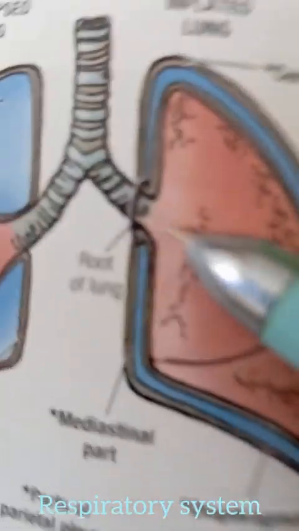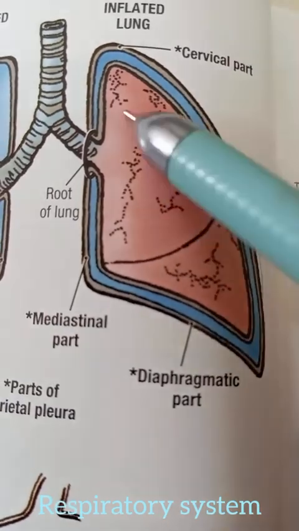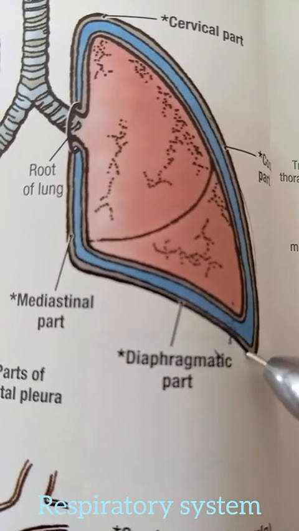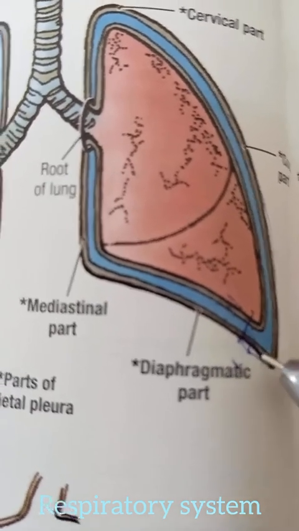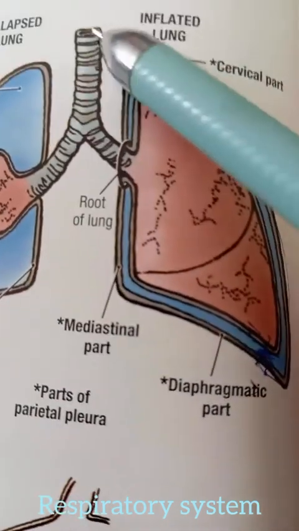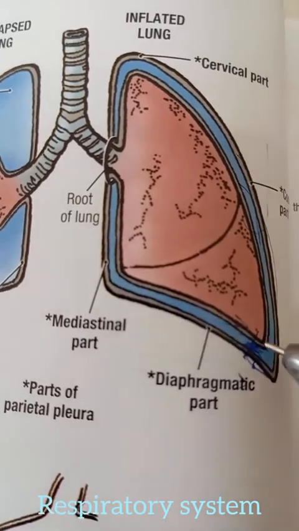This is a membranous sac which covers the lung. On this side you can see the cut section of the lung plus the pleura. You can see in the pleura the outer layer and inner layer. In between these two layers the space is called the pleural cavity. According to the area where the parietal pleura is present, the name also differs.